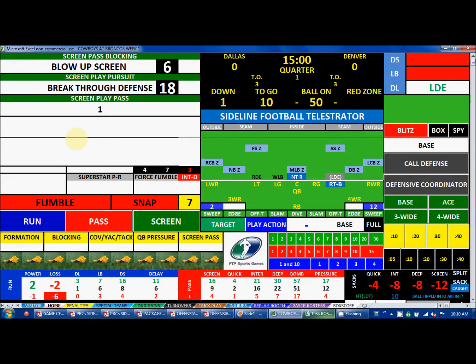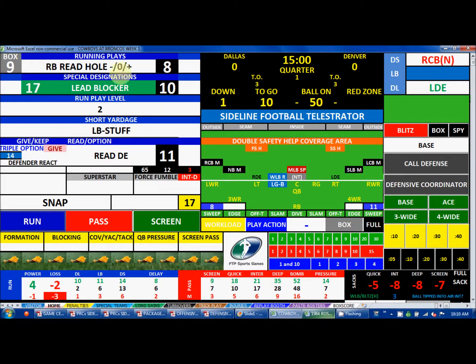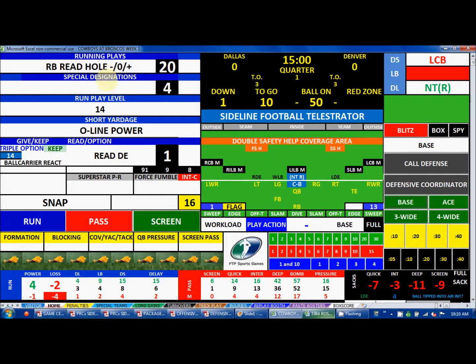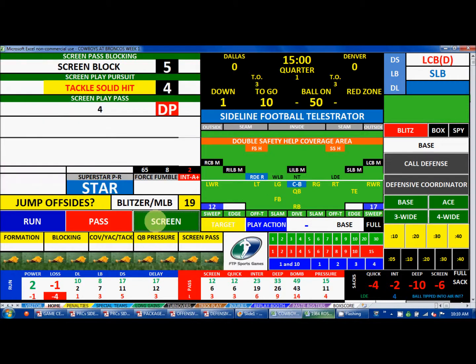All right, next we move to screen passes. After going through everything associated with the pass plays, again, running plays are resolved here. Pass plays, once you click the pass play button, it gives you everything you need to resolve the play. And now screen passes.